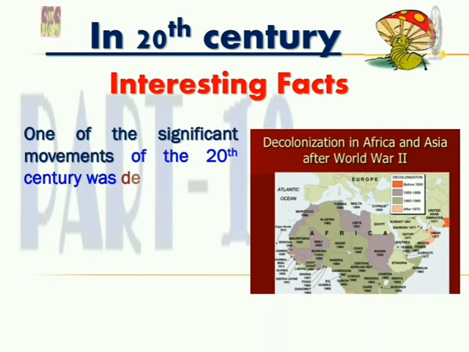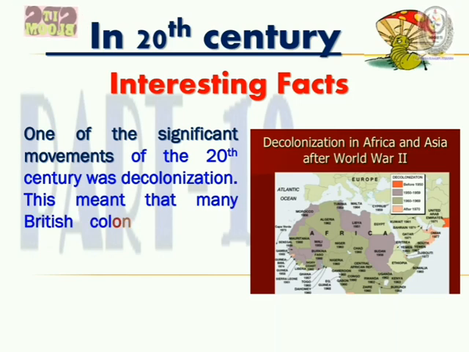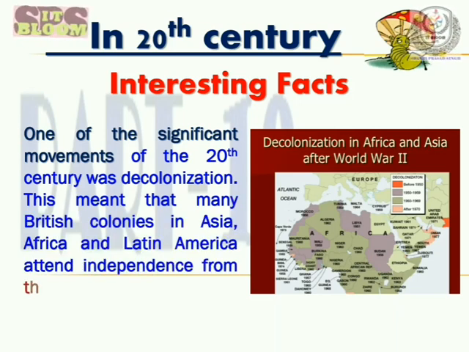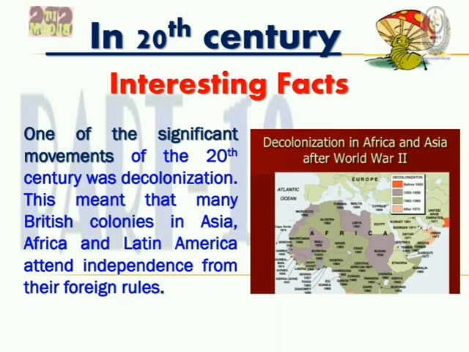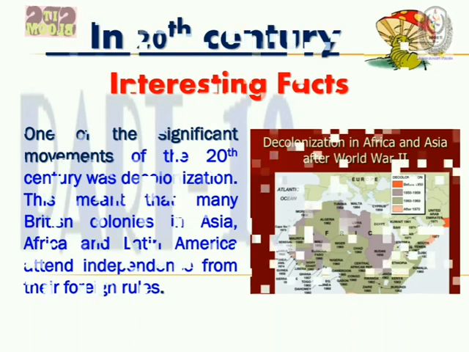Here is the map. One of the significant movements of the 20th century was decolonization. This meant that many British colonies in Asia, Africa and Latin America attained independence from their foreign rulers. This is called decolonization.